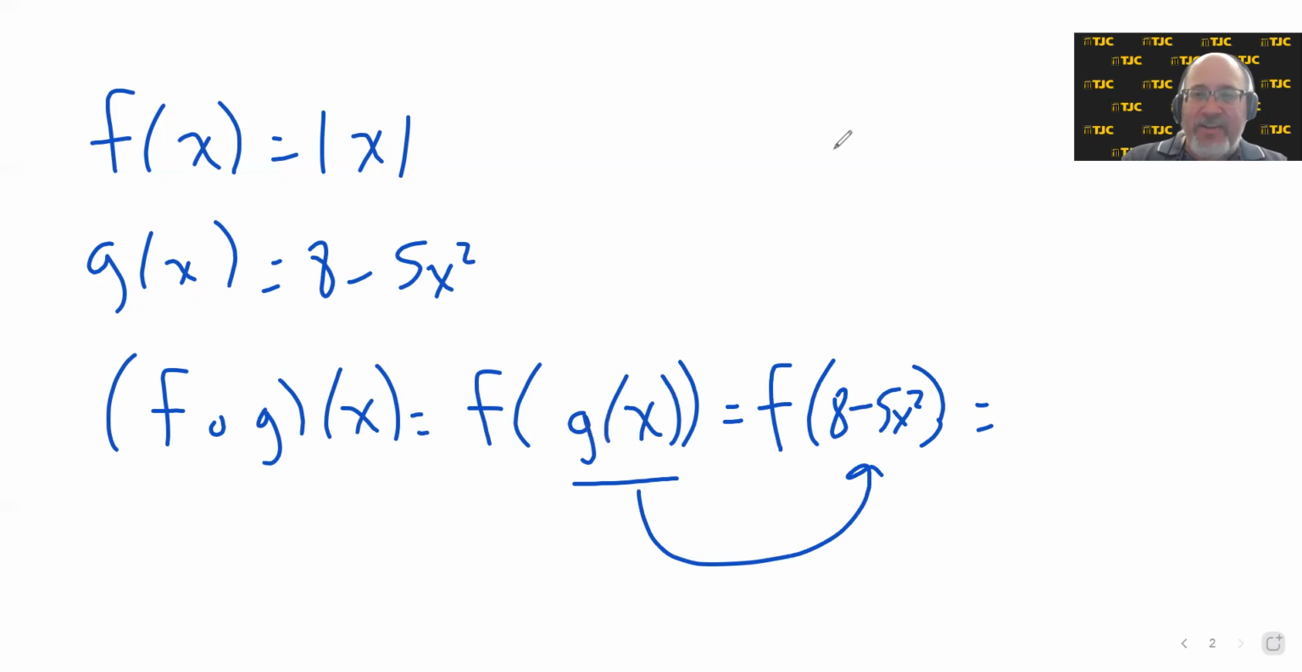Well, f says, give me something and I'll take the absolute value of it. But what am I giving the f? This. So this goes inside of there. And we end up with the absolute value of 8 minus 5x squared, which ends up being h of x.